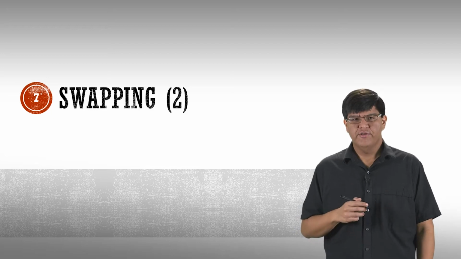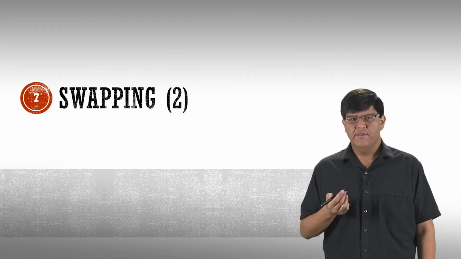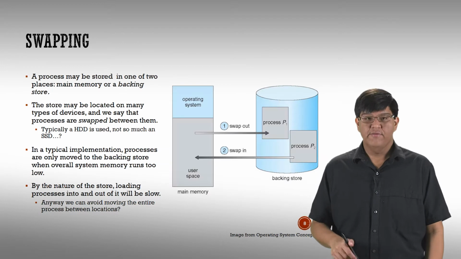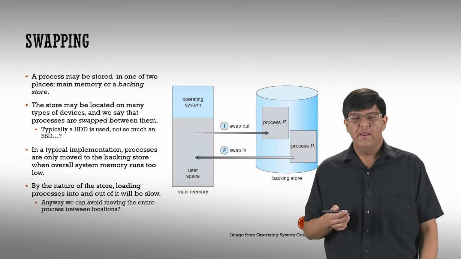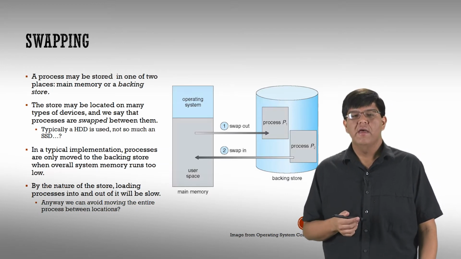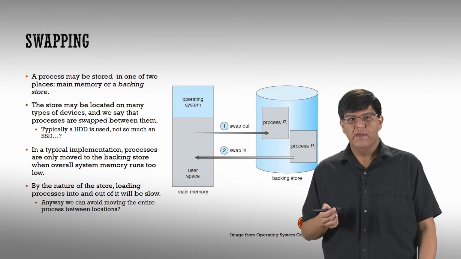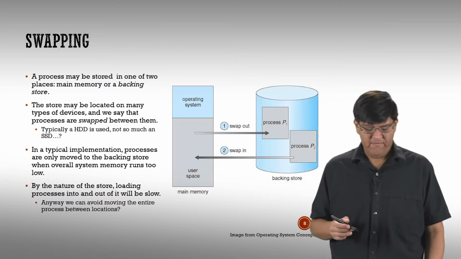In this video, I want to introduce the idea of swapping, which is something you have probably seen before. So the basic idea is this: a process can be in one of two places. A process meaning both the code and the data. It can either be in main memory or in some sort of a backing store. So these are our key terms.